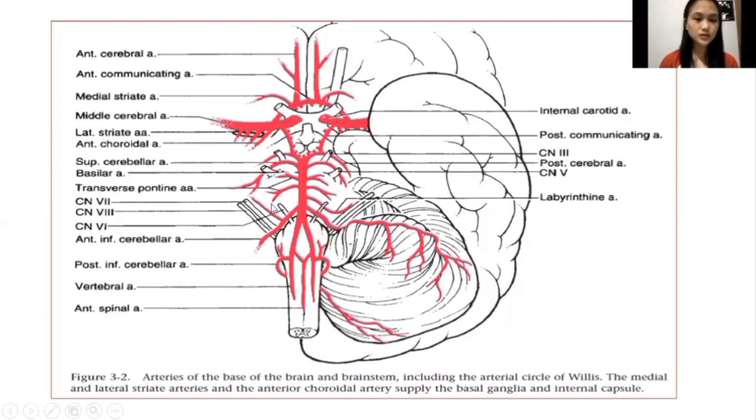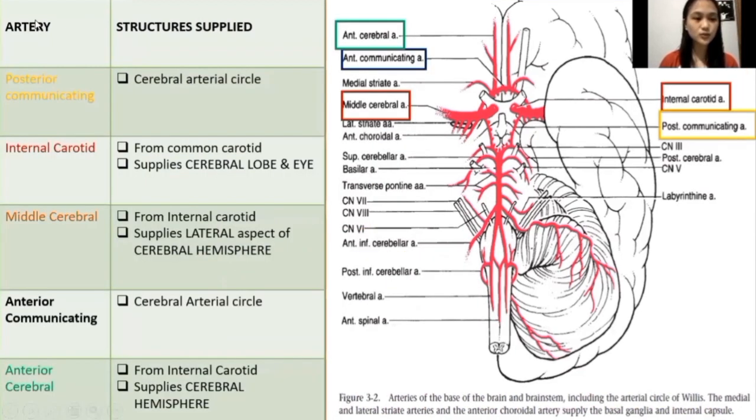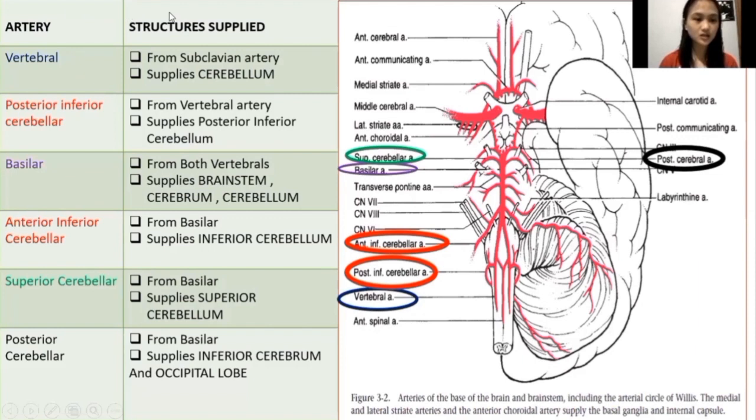Again, this picture shows where the arteries we discussed a while ago are located. The next slide is the summary. This table shows the different arteries, where they originate, and the structures that they supply.